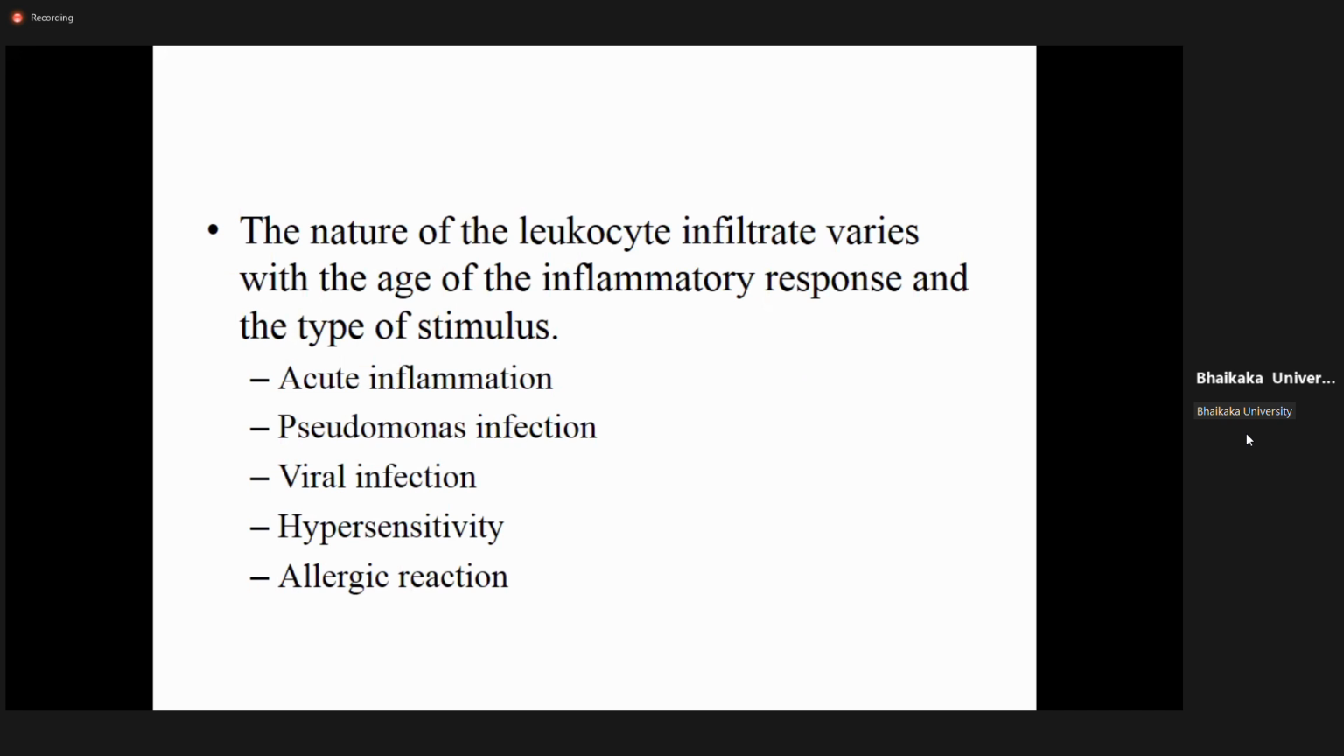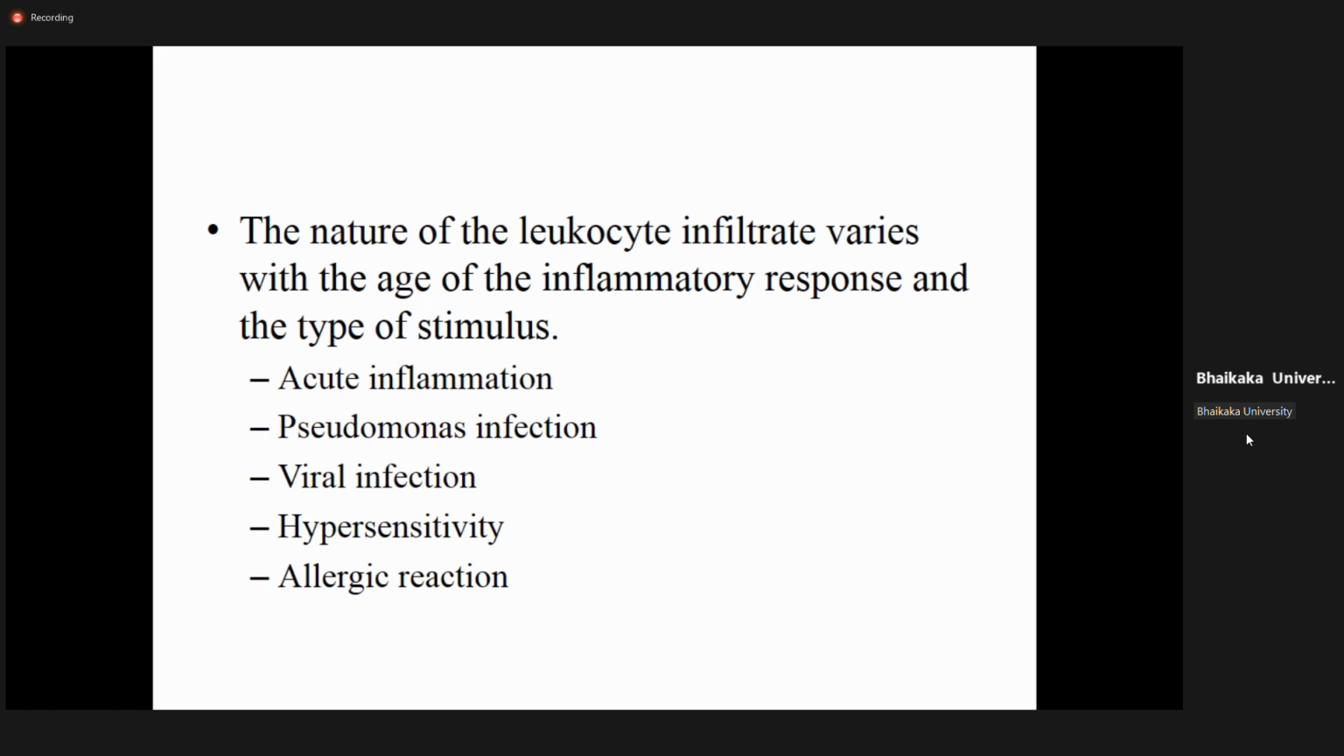The nature of leukocytes which infiltrate the site of injury or inflammation varies with the type of stimulus as well as the age of the inflammatory response. You have to remember this. Many of you may know, during your first year they must have taught you, that in any acute inflammation, particularly bacterial inflammation, neutrophils are the predominant cell type in the initial phase. In the initial 6 to 24 hours, neutrophils will predominate. After 24 hours, at 24 to 48 hours, neutrophils are replaced by macrophages or monocytes.